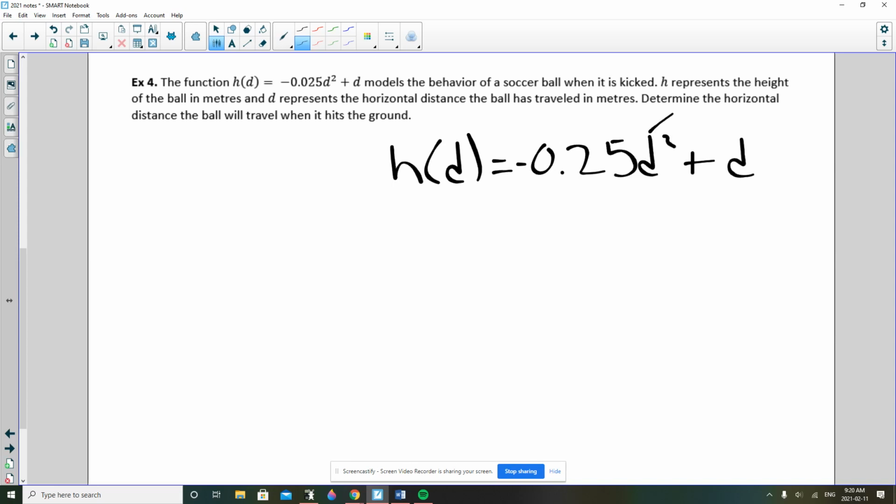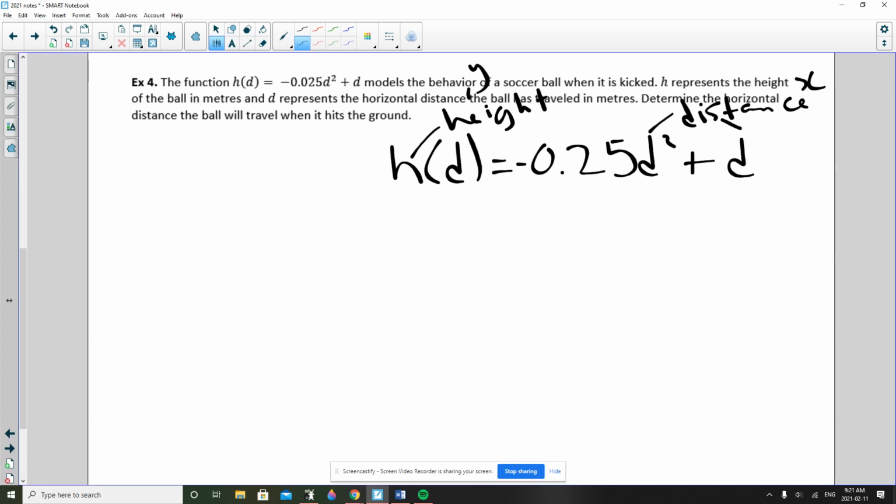Okay. So this is talking about the distance of the ball, which is essentially related to your x value, right? H of d is saying this is the height of the ball, which would be relating to the y value because that's on the left side. It's saying determine the horizontal distance the ball will travel when it hits the ground.